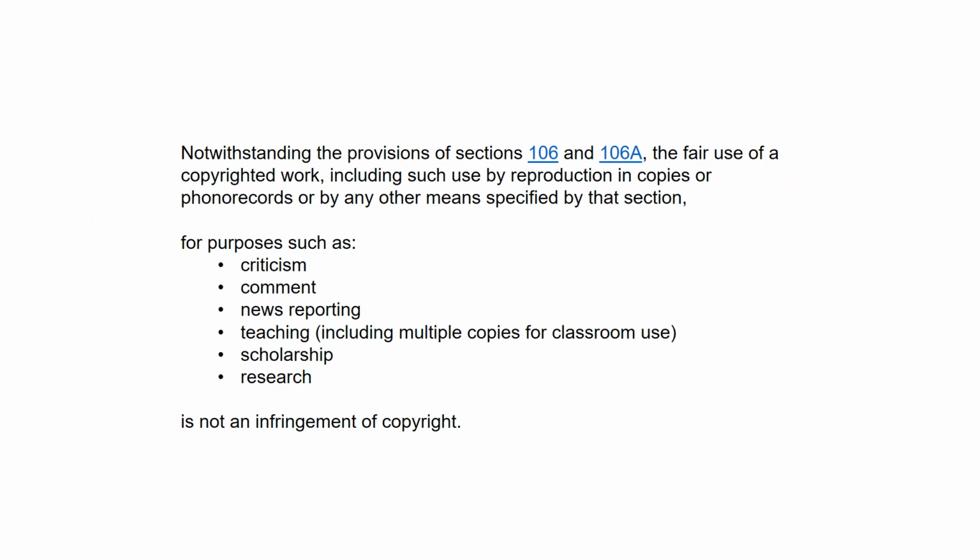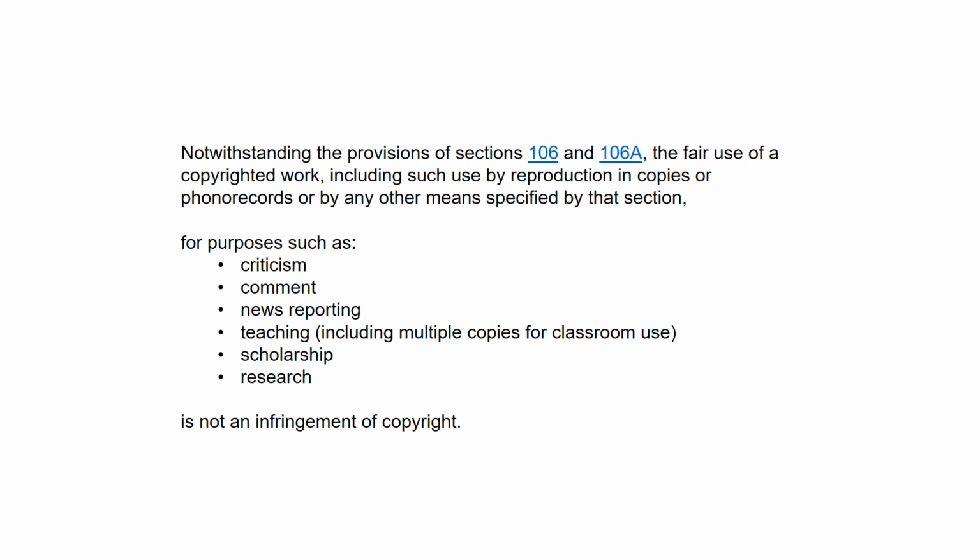So let's look at the first part. Notwithstanding the provisions of Sections 106 and 106A, the fair use of a copyrighted work is not an infringement in copyright. Okay, so that's the main parts of the sentence, and now we're going to go back and look at some of the clauses because otherwise this is really hard to understand. First of all, Section 106 talks about the bundle of rights that a copyright owner has. We talked about them in Unit 2.